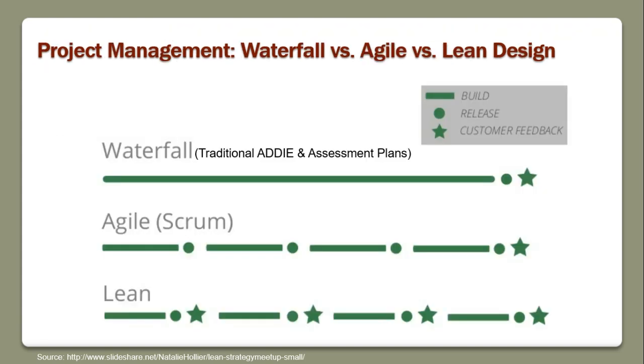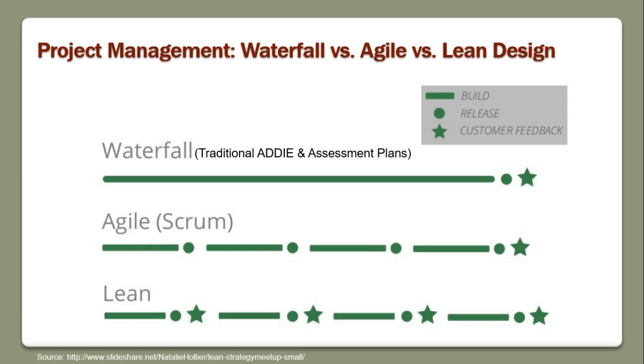So another way of showing this is in a project management mode. With Waterfall and that traditional ADDIE, what you'll do is you'll build it, and it might take a year or two to build it, and then you'll release it, and then you'll get customer feedback. Whereas in Agile, you do a release, this might be a quick software update, and then you build and release, and get feedback as you go. Whereas with Lean, you build, you release, and you get feedback. And designing this course, we're designing it with the understanding that we're probably only going to get it less than 80% right.